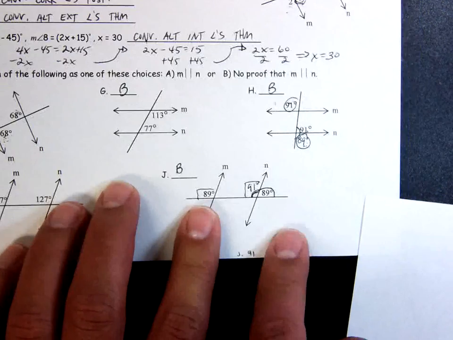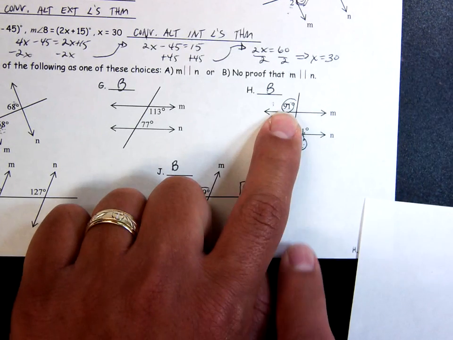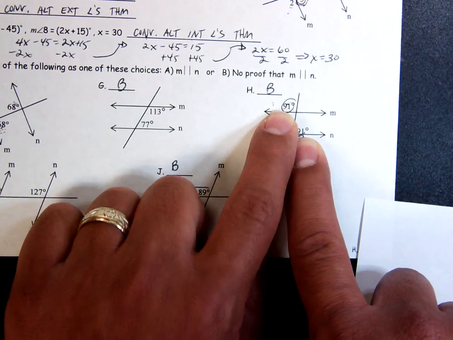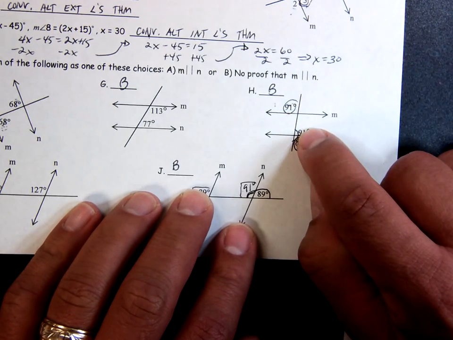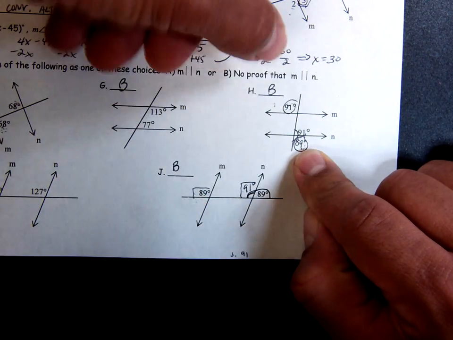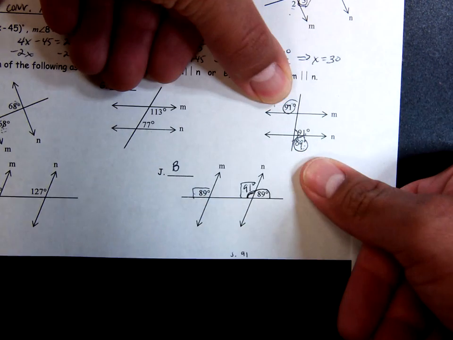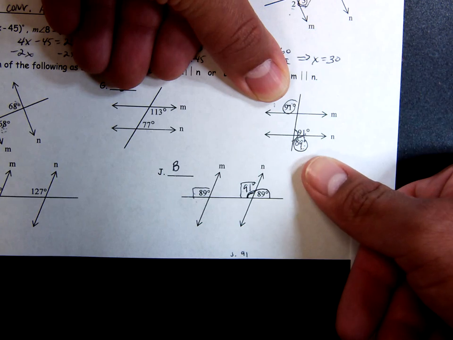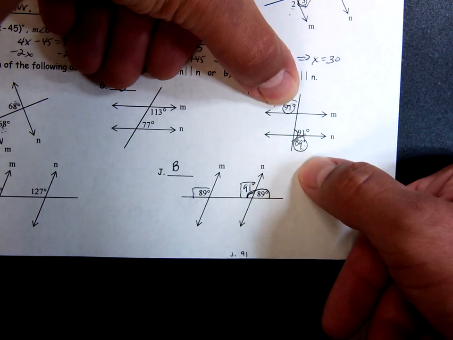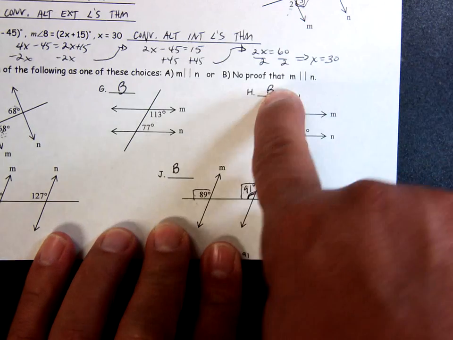Same kind of deal over here. They gave me 91 degrees here, 91 degrees there. Those are not an angle pair that we have discussed. But if this one's 91 degrees, this one must be 89. Linear pair again. And now these are alternate exterior angles, and they should be congruent if my lines are parallel. 91, 89, not equal, so my lines are not parallel.